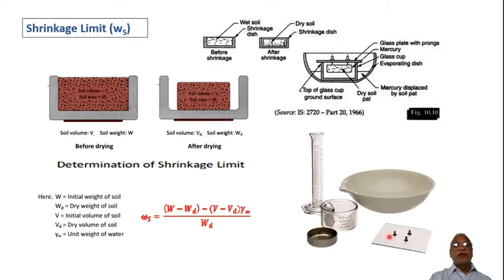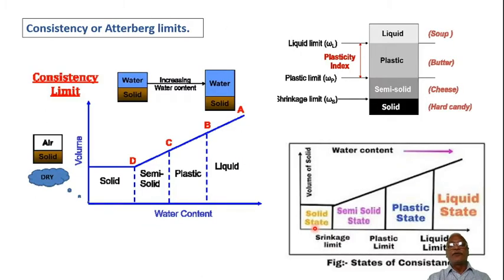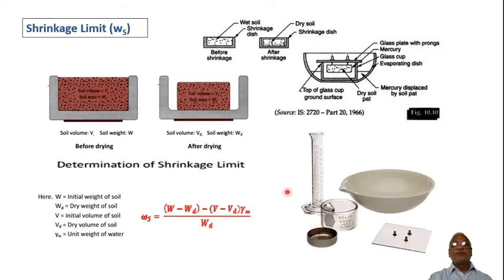Okay, now what is the procedure? I'll tell you the procedure. In this shrinkage dish, the soil slurry, what I mean by soil slurry is you have to take the soil which is passing through 425 microns.